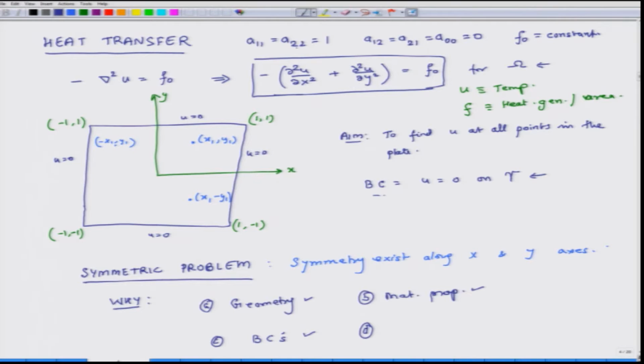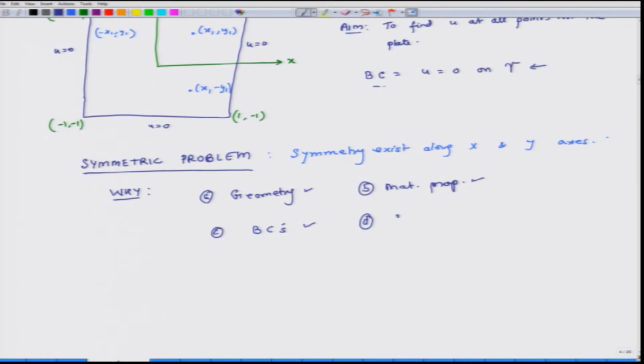There is one more thing in the equation which we have not considered. What is it? F naught, right? U is the solution, so that is something we have to predict, but F naught is the force term, and in this case the force term is heat generated per unit area. So, it will depend on 4 parameters: geometry, material property, boundary conditions, and force term.